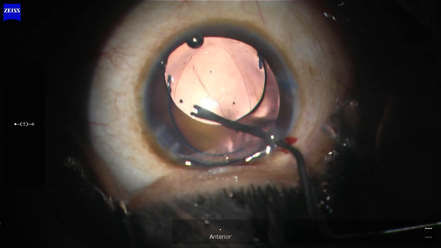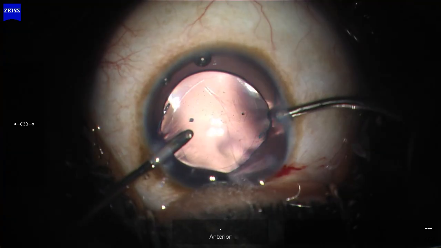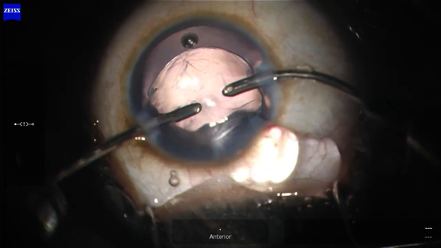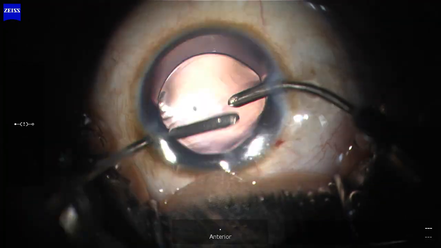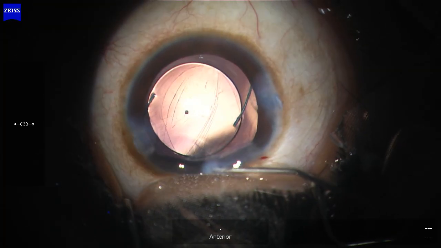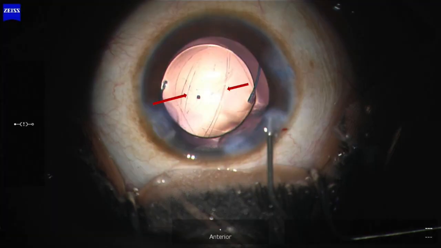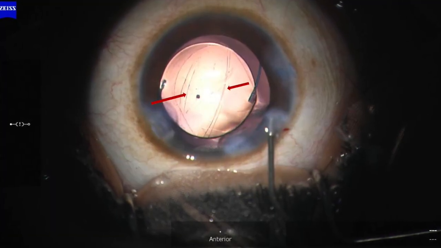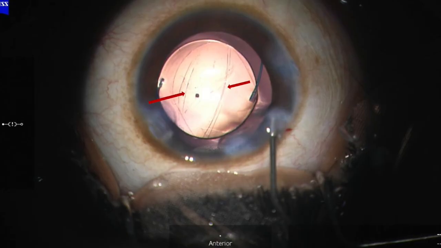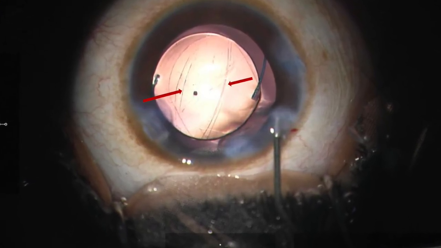IOL was thus placed in the bag. After removal of the viscoelastic, posterior capsule folds can be seen, showing laxity of the bag due to the posterior lenticonus.